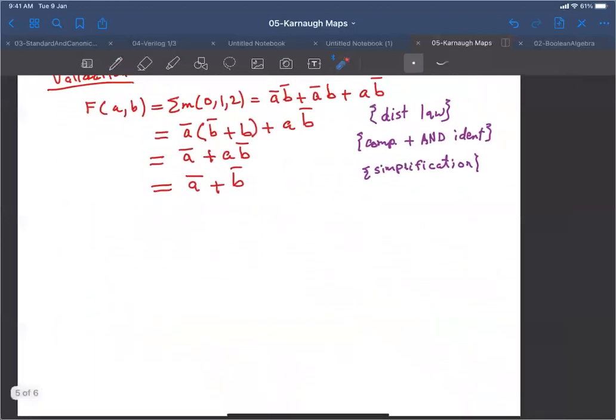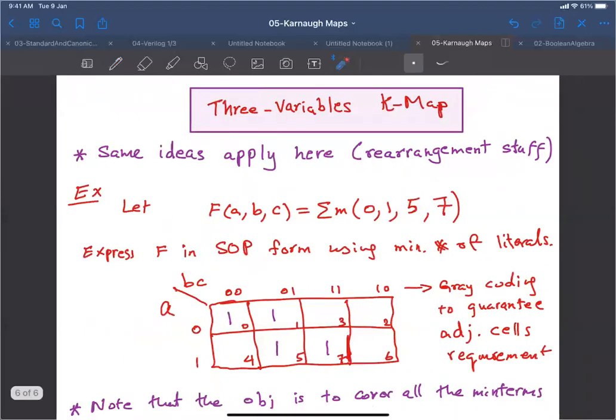All right. Let's move on to 3 variables K-map. Same idea applies. Let's take an example. So we have f here, that is a function of ABC, and then it is the sum of these min-terms 0, 1, 5, 7. So first of all, this is a plot of the K-map.